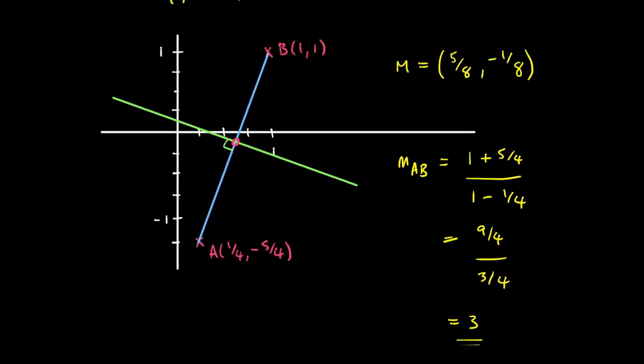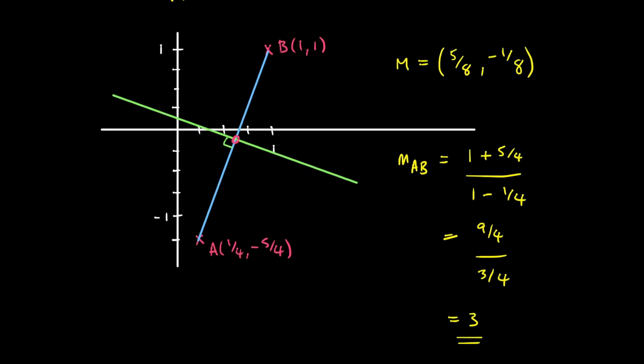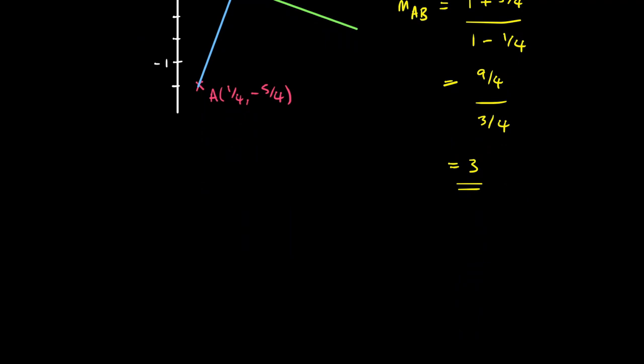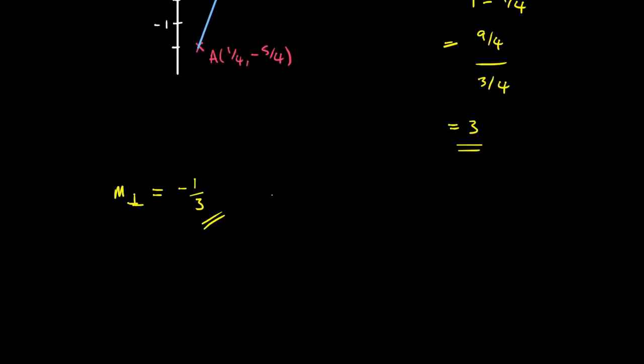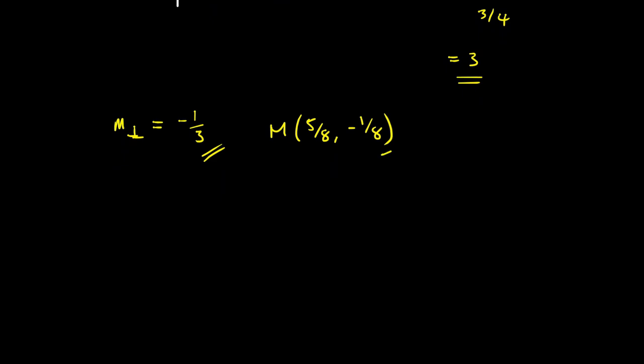So what's the gradient of the green line, the perpendicular line? Well, it's going to be the negative reciprocal of that, right? So the gradient of the perpendicular is equal to -1/3. Okay, so now we've got the gradient of our perpendicular bisector. We've got the point that it goes through, which is 5/8 and -1/8. So now really all we've got left to do is to get the equation of the line.